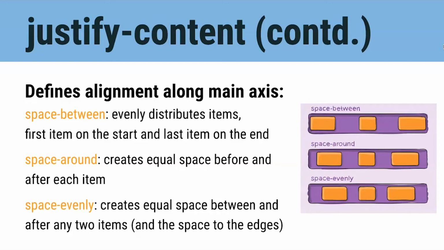This is because each item has space on each side. As such, the first item has 1 unit of space between itself and the edge of the container, but 2 units of space between the next item, because the next item also applies its own spacing. Finally, Space Evenly creates equal space between and after any 2 items, as well as the space to the edges. When looking at the example on the screen for Space Evenly, notice how every single space is equal.